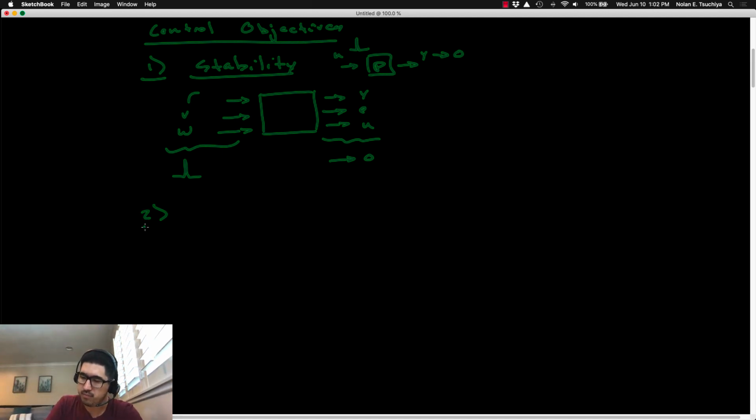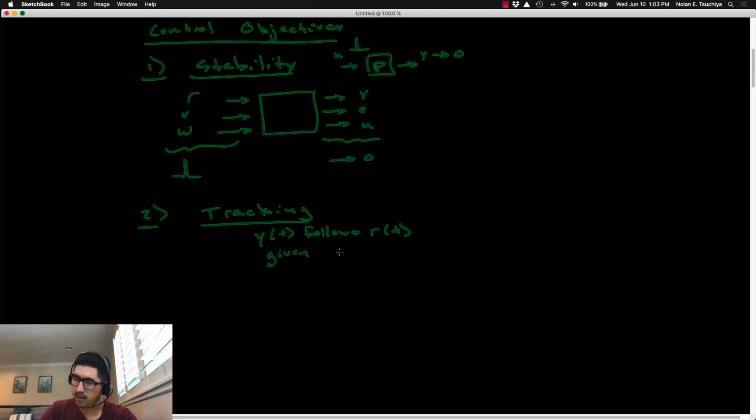Okay? The second one, I mentioned that there's 4 of these. The second one is called tracking. Okay, so assuming you have a stable system, the next most important control objective is called tracking. And the idea of tracking is that y of t follows r of t. Right? So under ideal circumstances, this basically refers to when W and V are equal to 0. So assuming that there's no disturbances and we have a perfect sensor, the tracking control objective means that y of t basically mimics r, right?